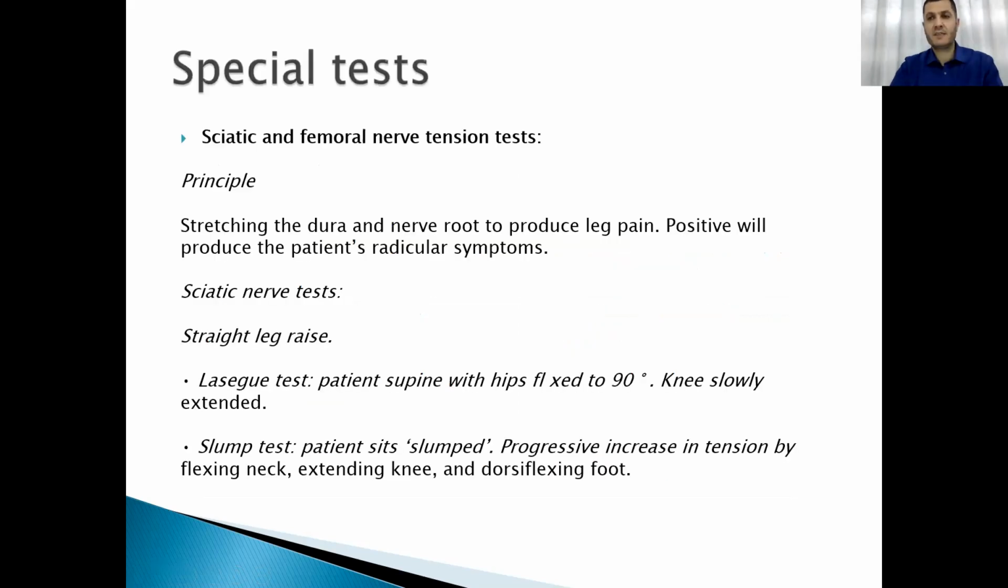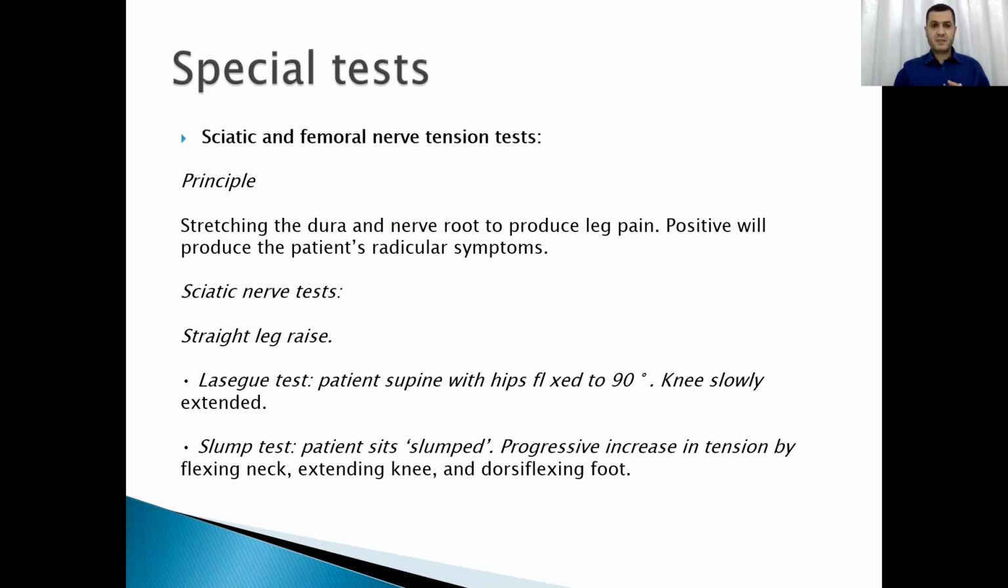We have special tests after the neurological examination. We have special tests for the back: sciatic and femoral nerve tension tests. The principle of these tension tests is stretching the dural nerve root to produce leg pain. A positive test will produce the patient's radicular symptoms. Whenever there's traction on the nerve, there will be pain in the nerve, radicular pain.